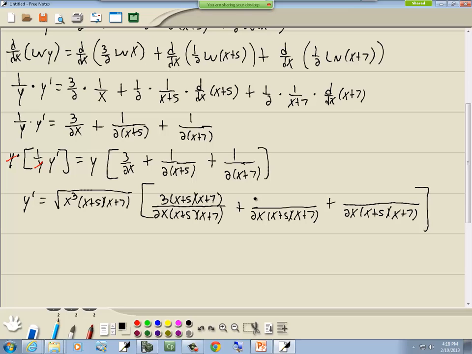Now this next one had the 2, had the x plus 5. Well, the 2 is still there, the x plus 5 is still there. The new items downstairs are the x and the x plus 7. So we multiply that times the top. Now our last fraction, it had a 2, had an x plus 7. The 2 and the x plus 7 are still there. The new item down there is the x and the x plus 5.